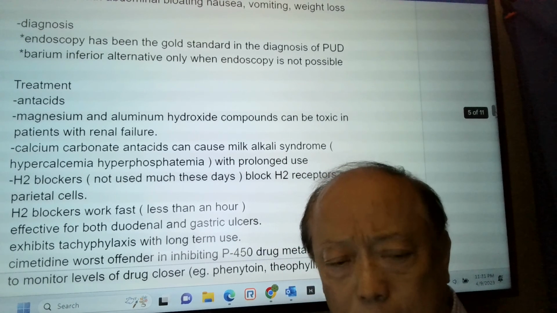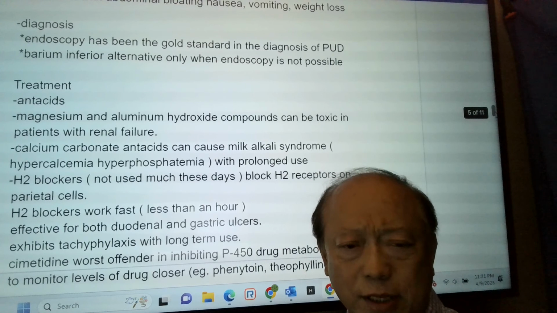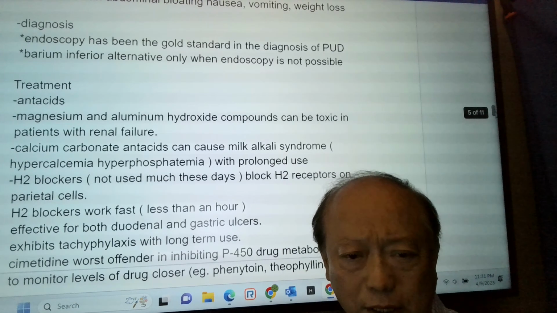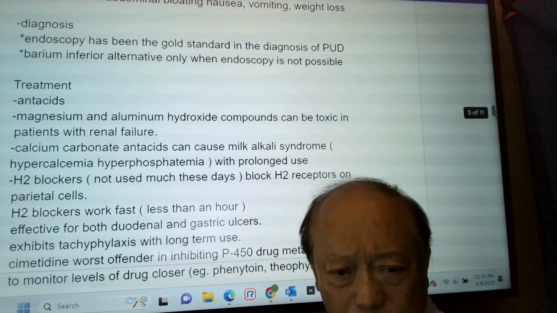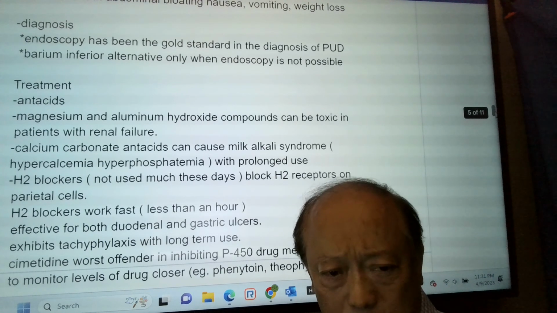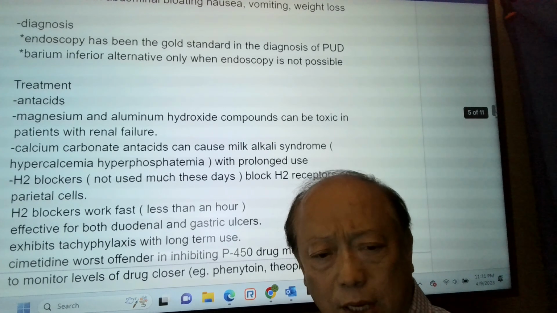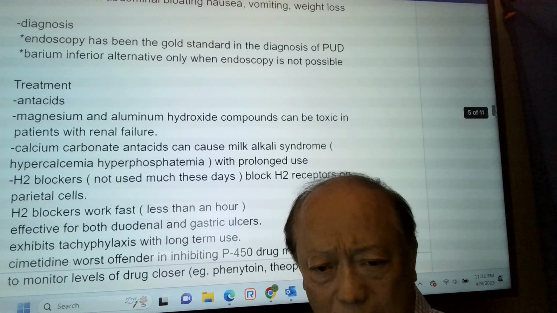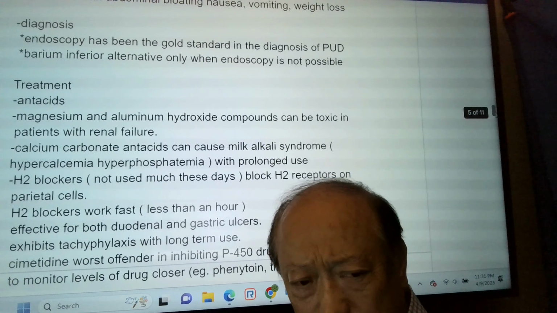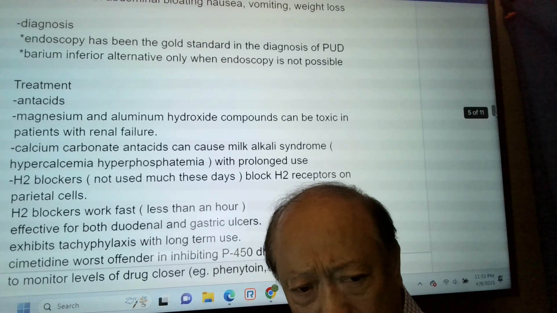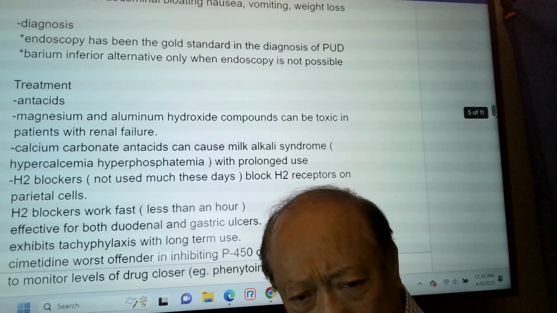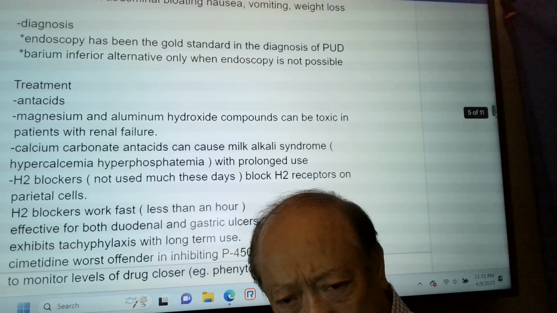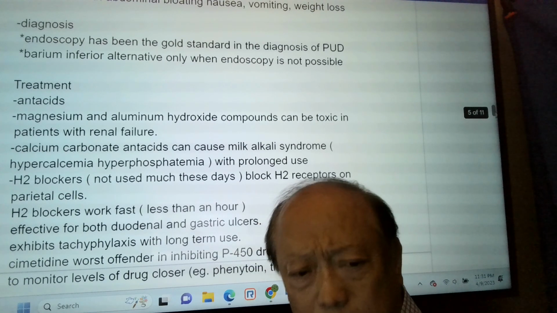Treatment of peptic ulcer disease. Antacids, magnesium, and aluminum hydroxide compounds can be toxic to patients with renal failure. So with magnesium and aluminum, be careful when someone has renal failure. Calcium carbonate antacids can cause milk-alkali syndrome. So, calcium and milk-alkali syndrome. I think that the association is what I see on the exam sometimes.